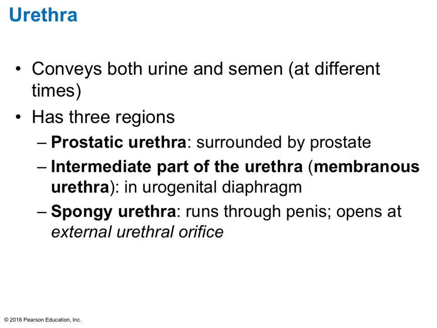From the ejaculatory duct, the sperm is going to meet up with the urethra, which of course is not just for ejaculation, but also for urination. So there are 3 parts of the urethra: the prostatic urethra, the intermediate part, and the spongy urethra. The prostatic urethra is traveling through the prostate. This is where the ejaculatory duct actually meets up with the urethra, inside the prostate.